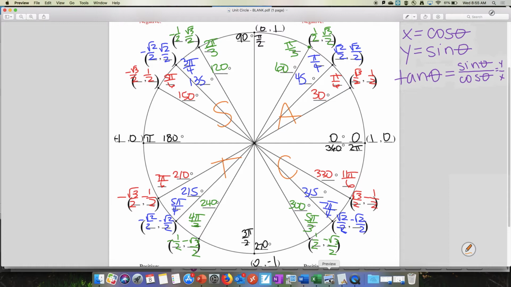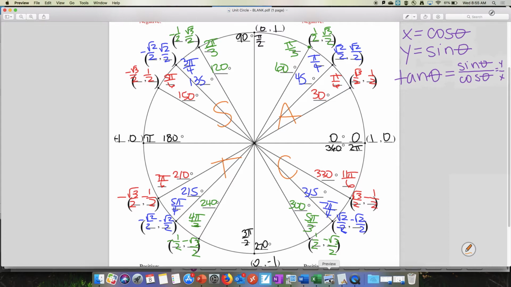In the second quadrant, do you notice how our x's are negative? That means our cosine ratios would be negative, which would mean if our sine ratios are positive, sine over cosine would also be negative. So of the 3, sine is the only one that's positive in the second quadrant.